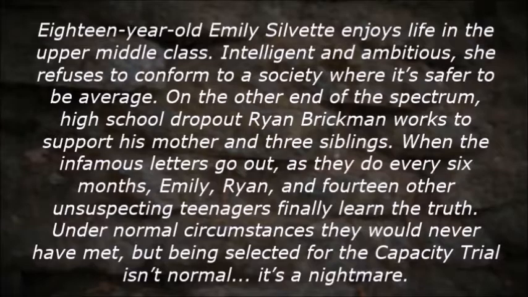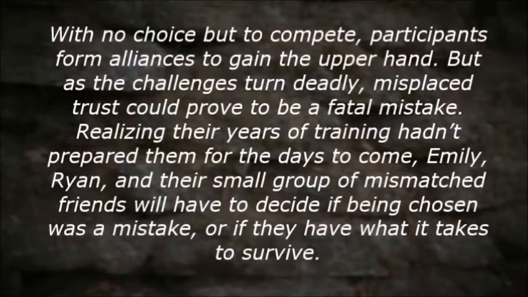On the other end of the spectrum, high school dropout Ryan Brickman works to support his mother and 3 siblings. When the infamous letters go out, as they do every 6 months, Emily, Ryan, and 14 other unsuspecting teenagers finally learn the truth. Under normal circumstances, they would never have met, but being selected for the capacity trial isn't normal. It's a nightmare. With no choice but to compete, participants form alliances to gain the upper hand. But as the challenges turn deadly, misplaced trust could prove to be a fatal mistake.